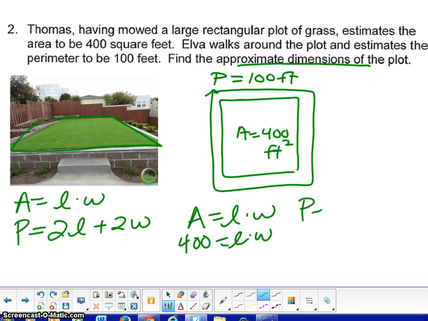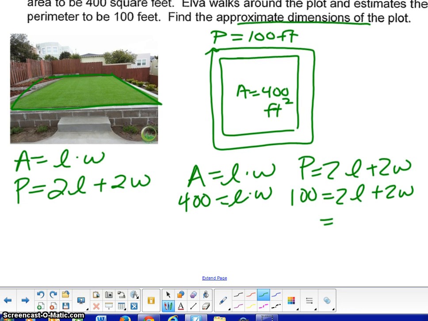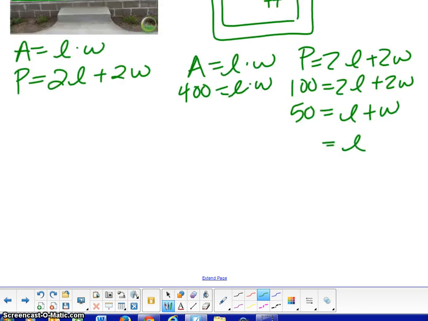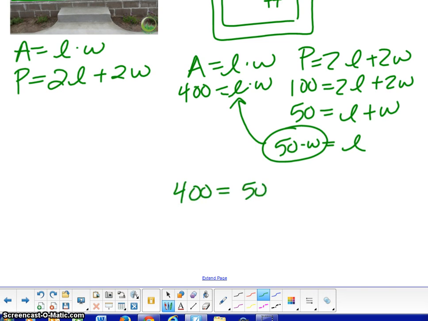The perimeter being 2L plus 2W is going to be 100 equals 2L plus 2W. Okay, anytime you have something in common, we can divide everything by 2 here. 50 equals L plus W. And now it's going to be easier to use substitution. So we are going to solve for L or W, it doesn't matter. But by subtracting, now we have a value for L that we can plug in for the length in the area formula. So 400 equals 50 minus W times W.